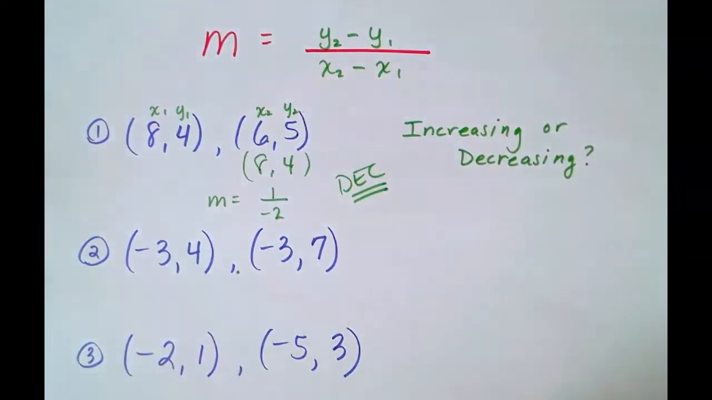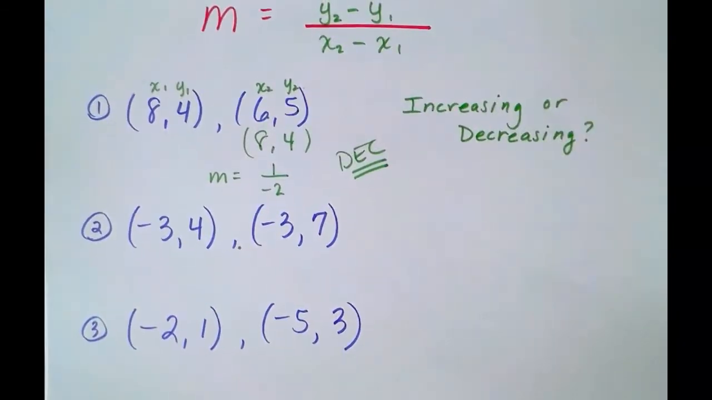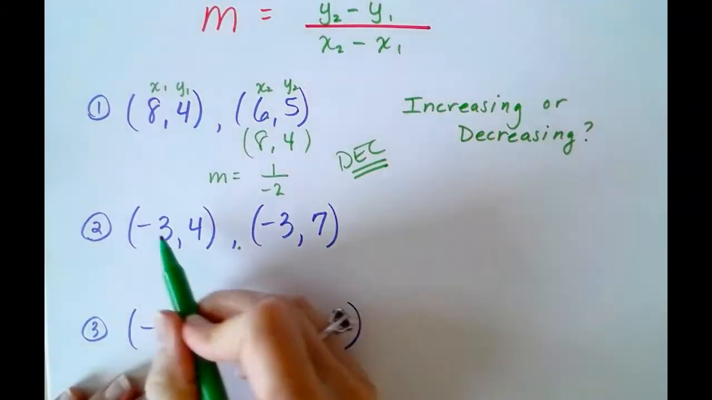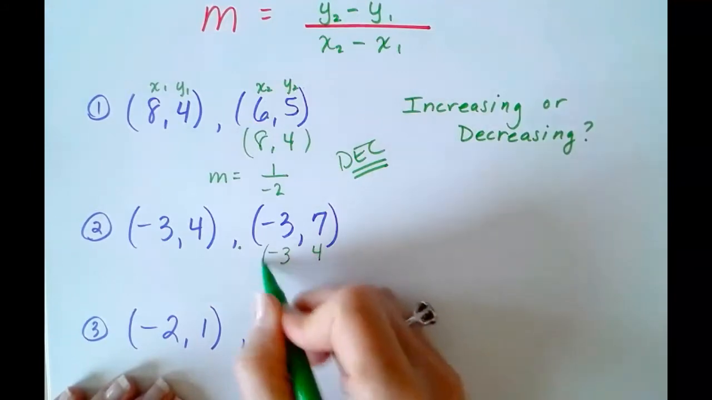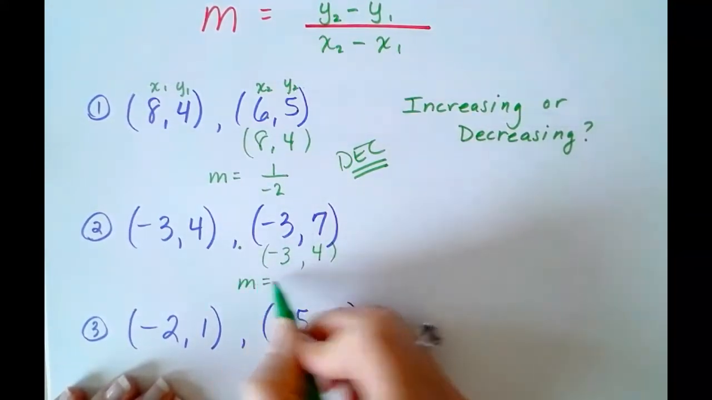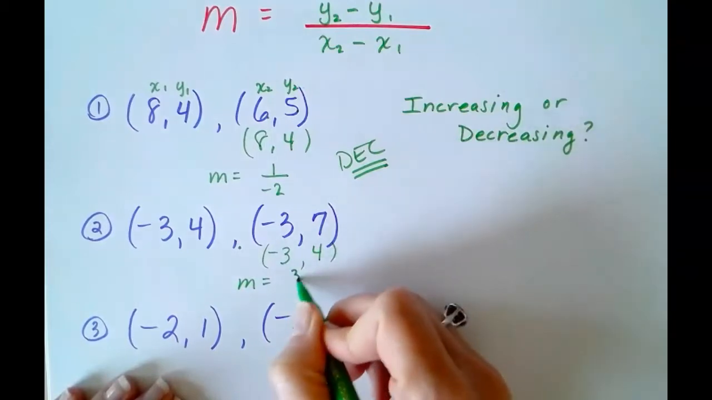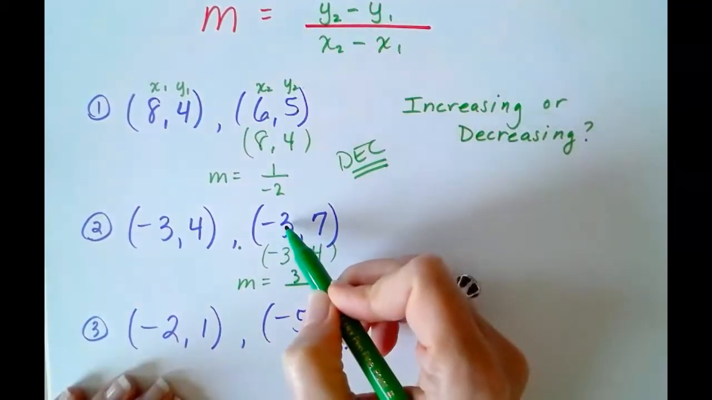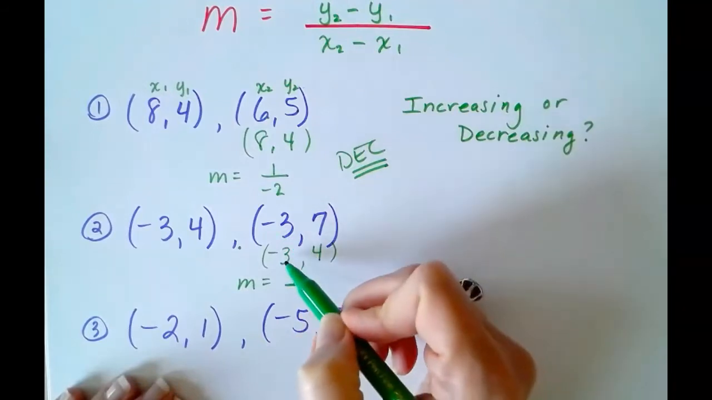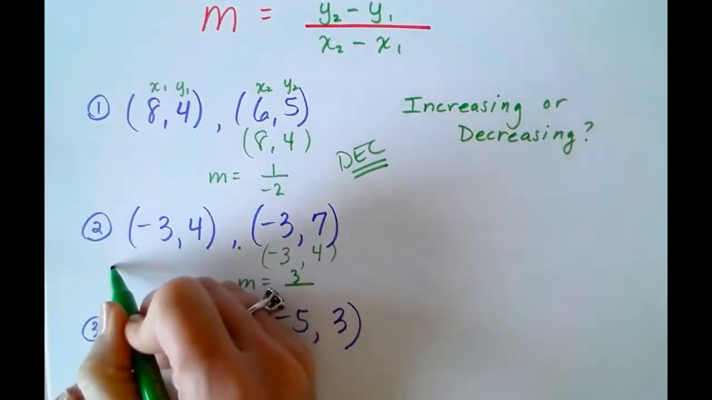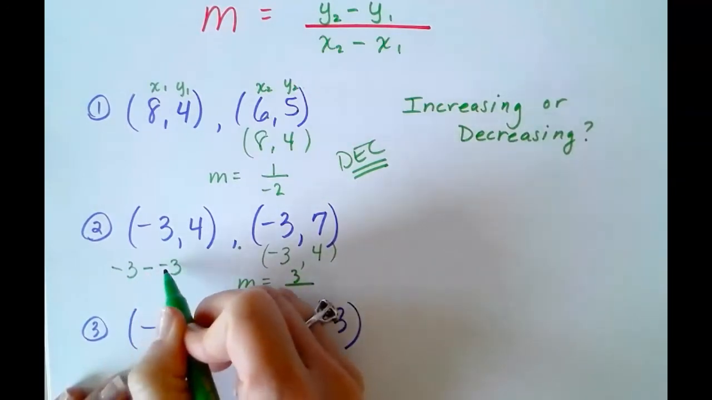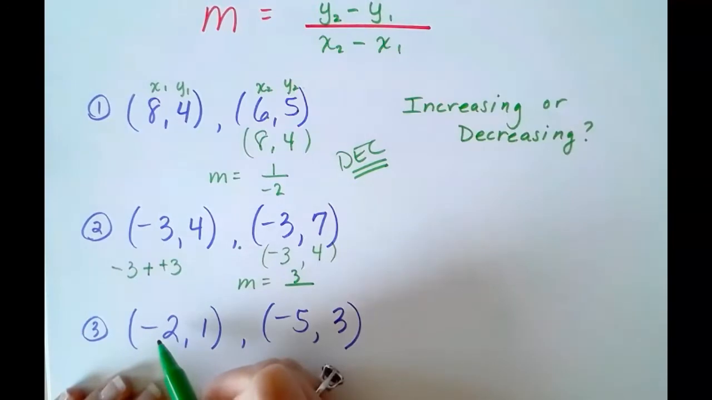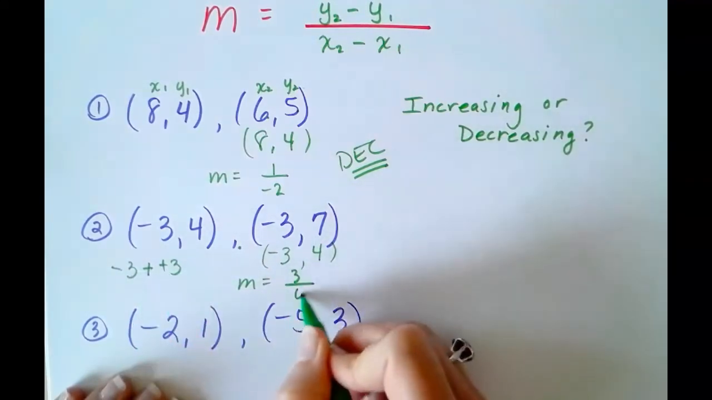Let's do it again. Use the same process. The slope is y2 minus y1 over x2 minus x1. So if you'll bring your x1, y1 right underneath and subtract. 7 minus 4 is 3. Negative 3 minus negative 3, take a look at that. Negative 3 minus negative 3. Subtraction of a negative becomes addition of the opposite. Negative 3 plus 3 is 0.